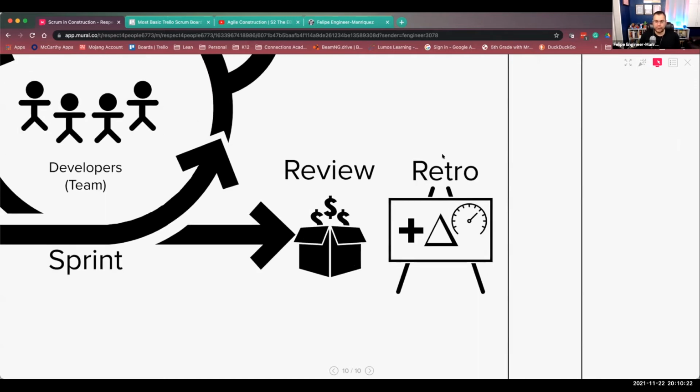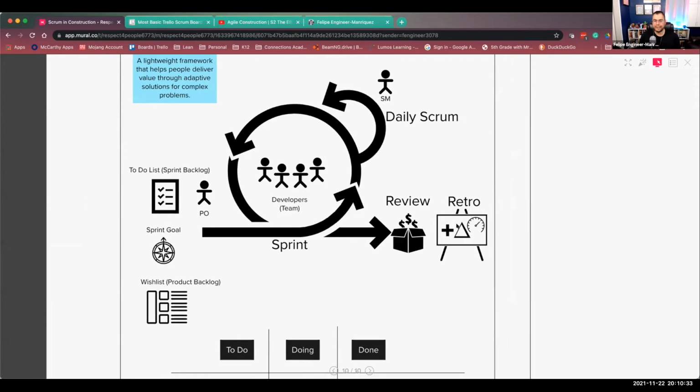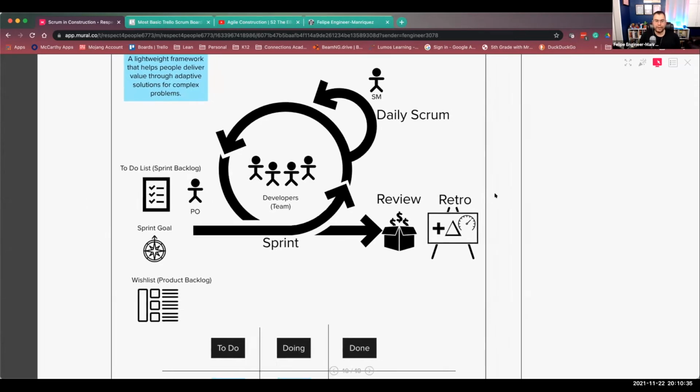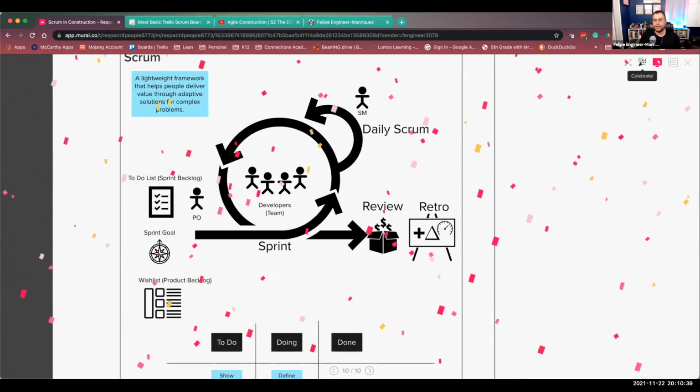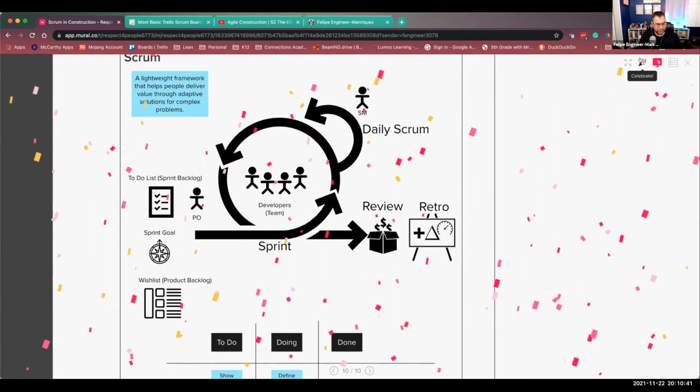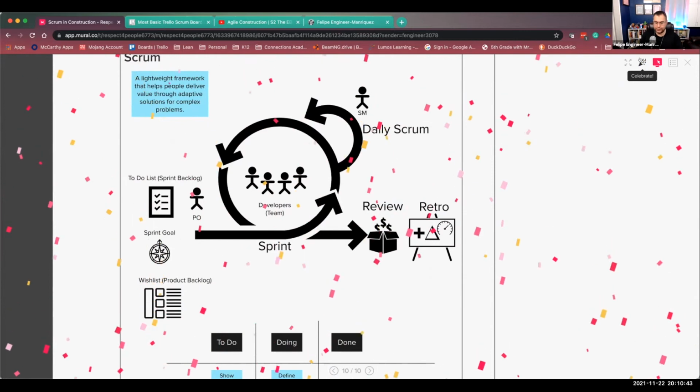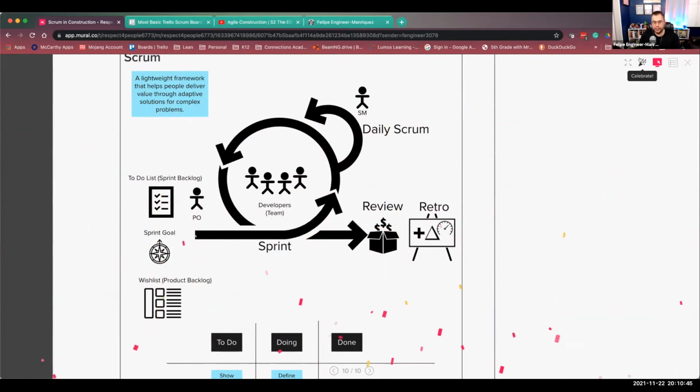In the retrospective meeting, the final meeting in Scrum, we'll review what went well, what could be better, the deltas, how fast are we going? So the Scrum Master can help this cycle improve and get better every single time. Don't be stingy with the confetti, they say. Let that confetti drop down. That is the power of Scrum.